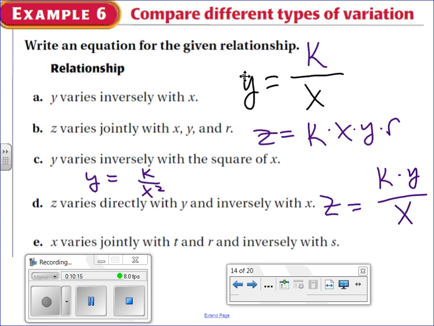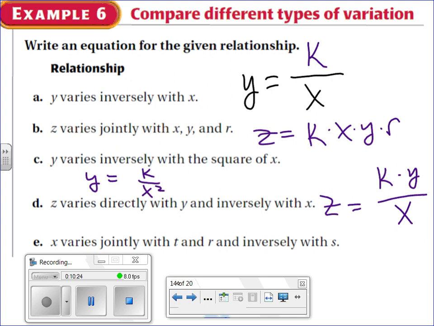I agree. He put his y on top for direct, put his x on bottom for inverse, and that's correct. And last one. X varies jointly with t and r, and inversely with s. Sierra? Perfect. And she doesn't need any exponents because they don't mention anything about squares or cubes or anything.